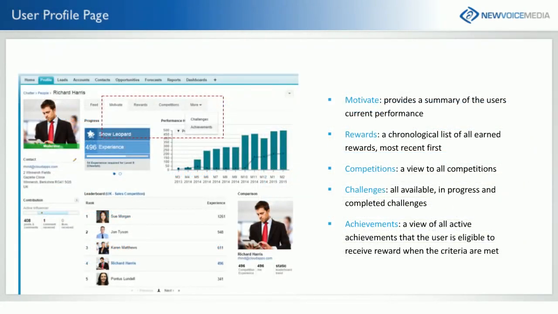I've got one or two slides, and then we'll be able to jump into the product itself. The user profile page has a wealth of information about where people stand in terms of their performance against the overall set of objectives, what their current level is, and where they may stand within a given competition they're included in. It's a good summary page where they can understand where they stand within the organization and against the different incentive programs that you have out there.